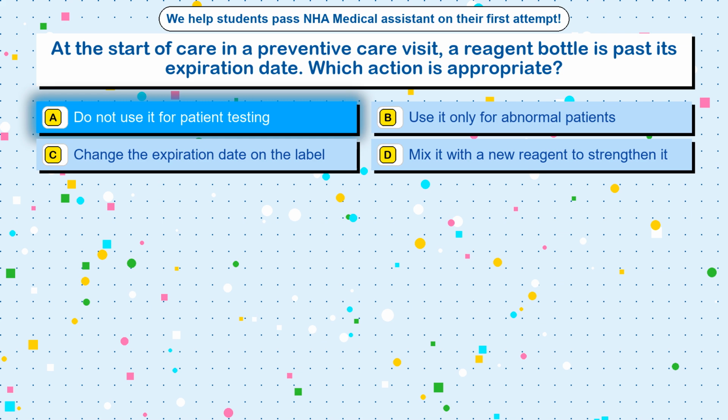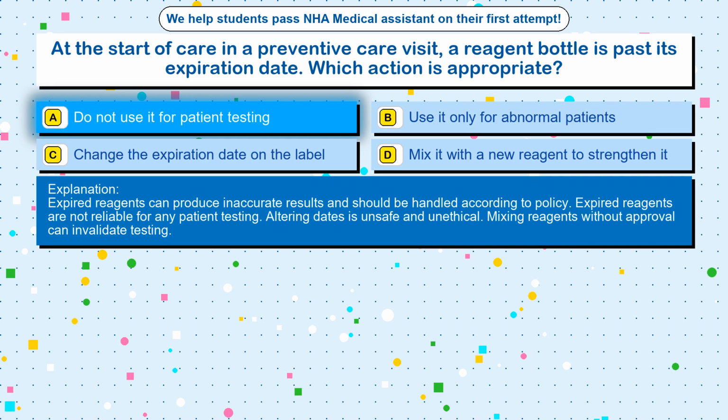The correct answer is option A, do not use it for patient testing. Expired reagents can produce inaccurate results and should be handled according to policy. Expired reagents are not reliable for any patient testing. Altering dates is unsafe and unethical. Mixing reagents without approval can invalidate testing.